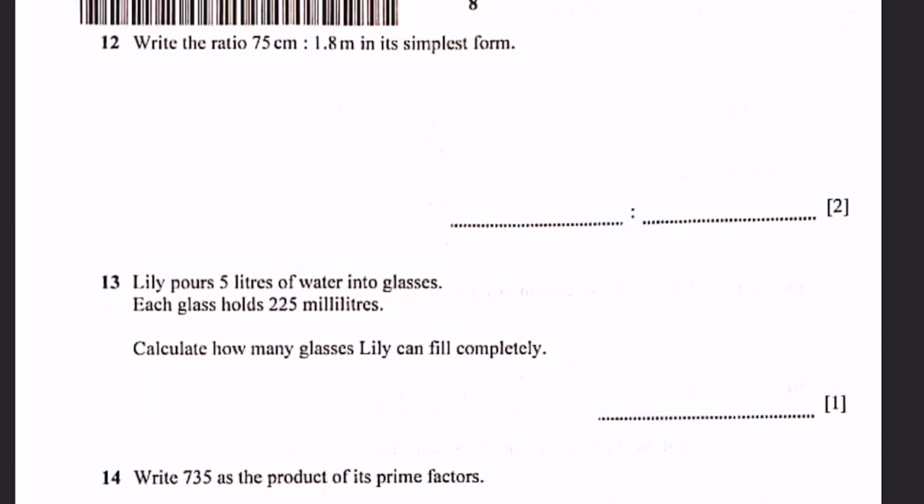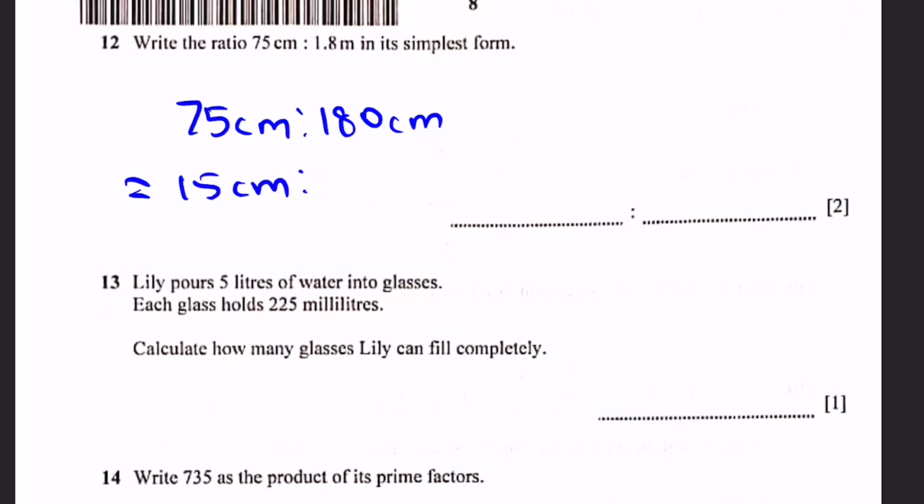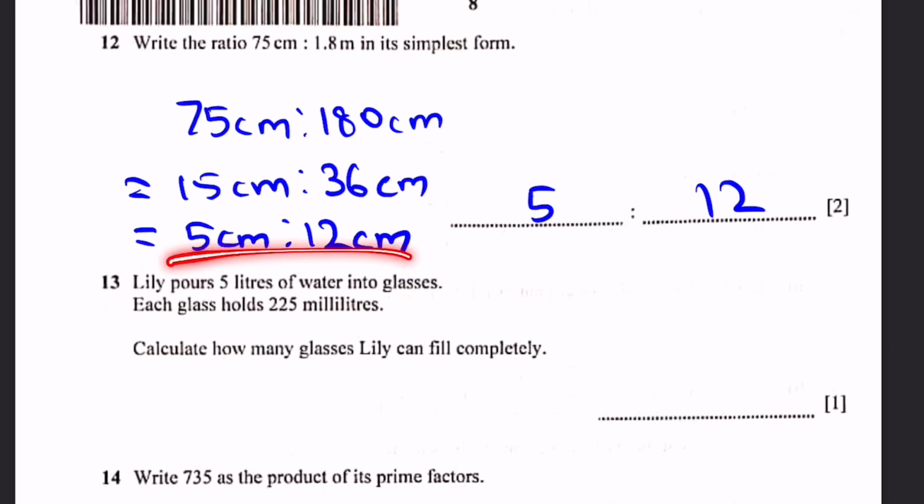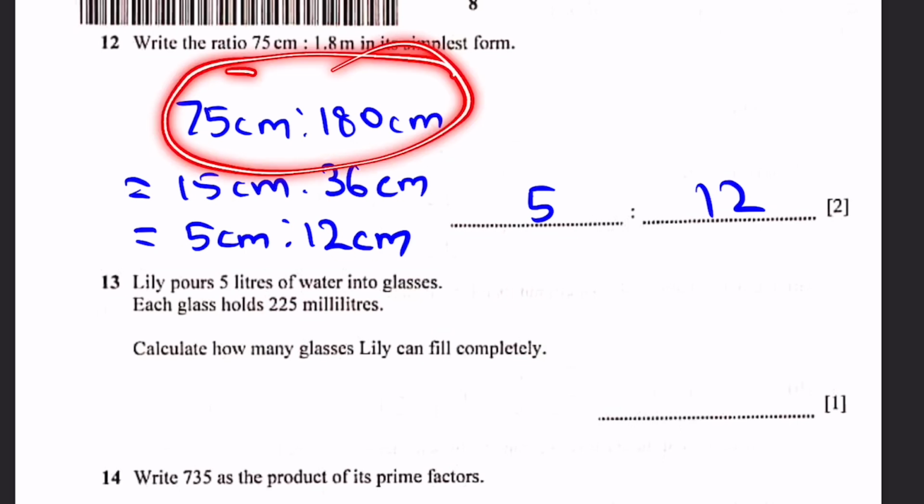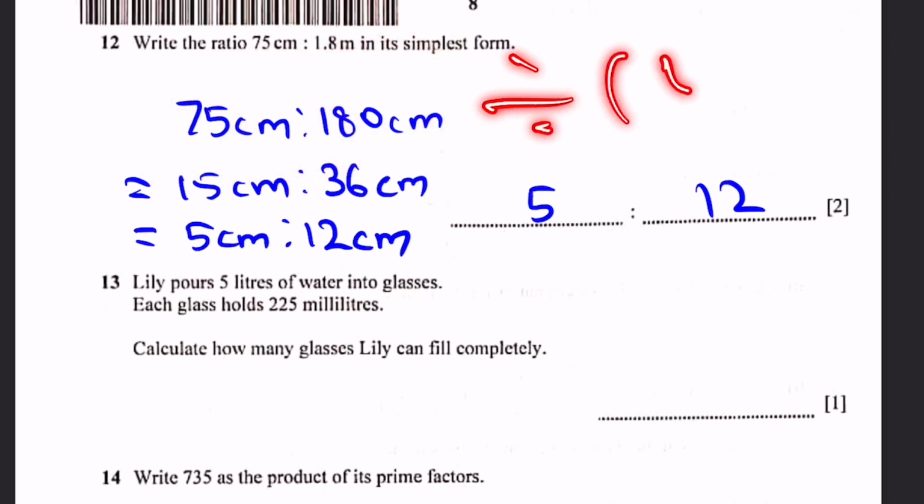Let's move to question 12. Write the ratio of 75 centimeters to 1.8 meters in its simplest form. So let's first convert 1.8 meters into centimeters. That's 180 centimeters. And then when we divide by 5, 15 centimeters is to 36 centimeters. Divide by 3, 5 centimeters is to 12 centimeters. So 5 is to 12. We cannot simplify this further, that's why 5 is to 12 is the answer. In other words, we divide this ratio, both sides, by 15.